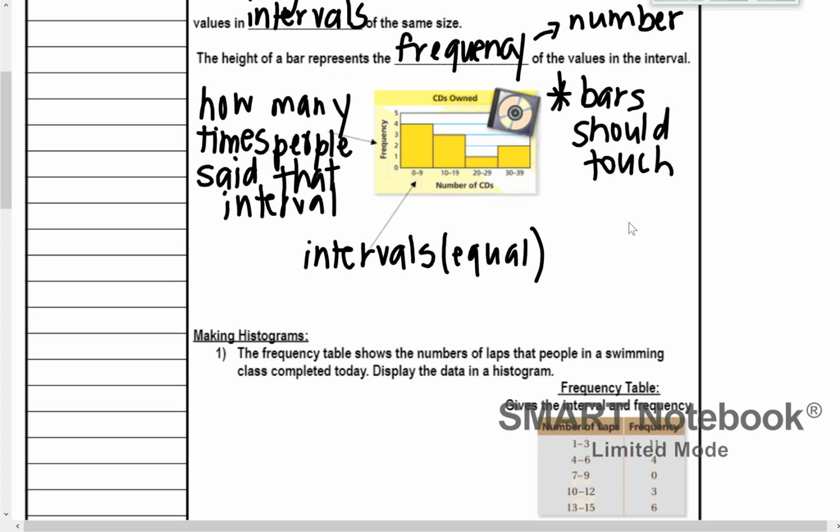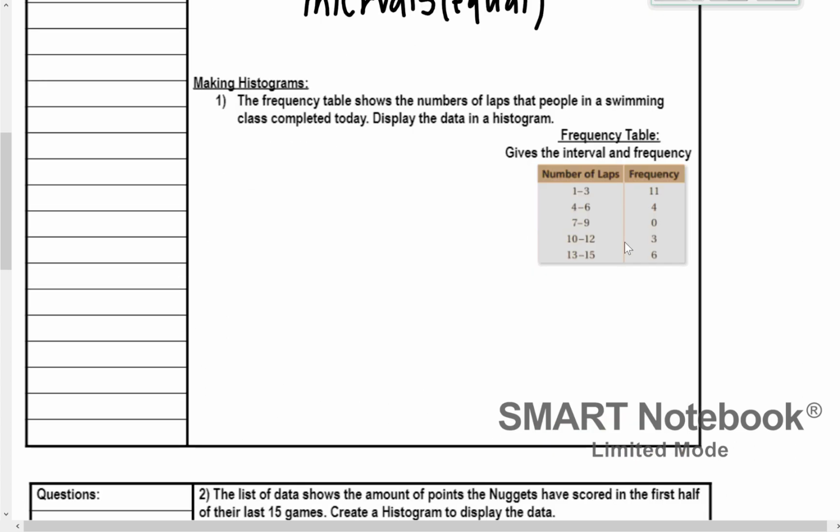All right, so let's do an example of making a histogram together. So frequency tables are used to tell us what our data is. Okay, so it gives us the interval and then it gives us the frequency, how many people said 1 to 3. Okay, so the frequency table shows the number of laps that people in a swimming class completed today. Display the data in a histogram.